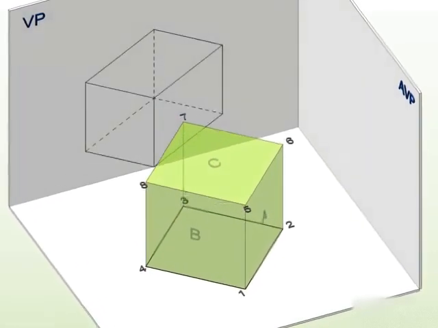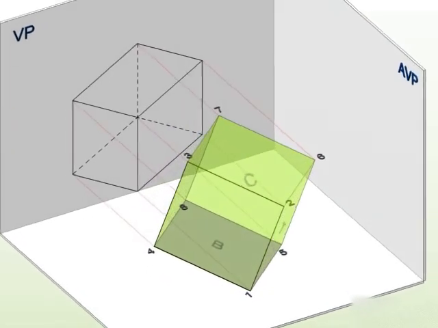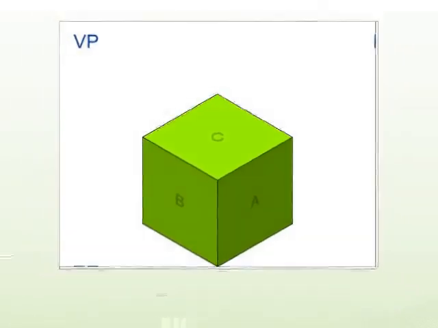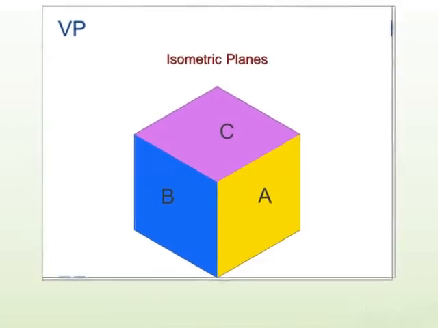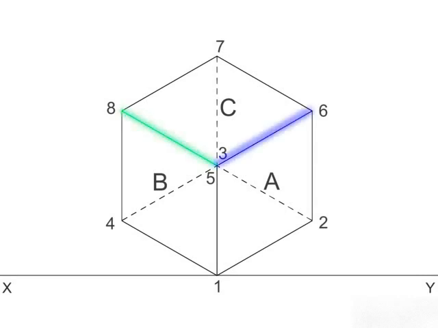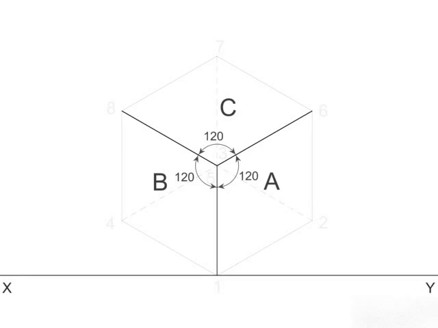Now, to obtain the isometric view, the base corner 3 of the cube is lifted, keeping the base corner 1 as it is. Here, faces A, B and C are known as isometric planes. This single view represents the isometric view of the cube. The edges 1-5, 5-8 and 5-6 are referred to as isometric axes and make an angle of 120 degrees to each other. These angles are known as axonometric angles.